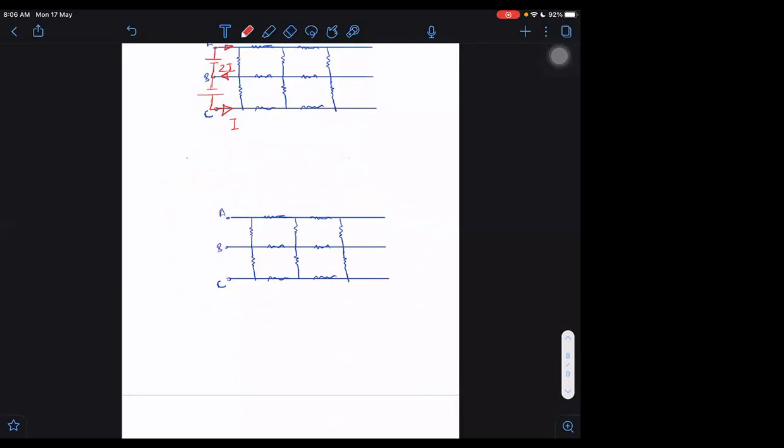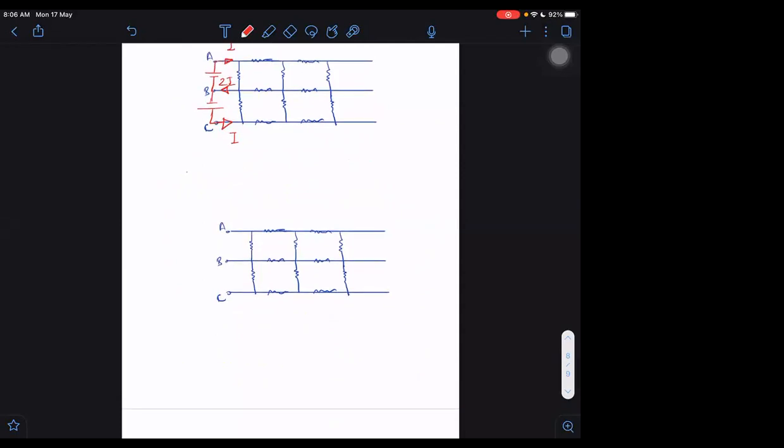Next, I will connect some other battery directly between A and C, which is capable of sending current I from A, and it will take I back from C. I don't know what this battery is, and I don't care. But I'm getting a situation where I'm sending current I here and taking 2I, and here I'm sending I and here I'm getting I back.